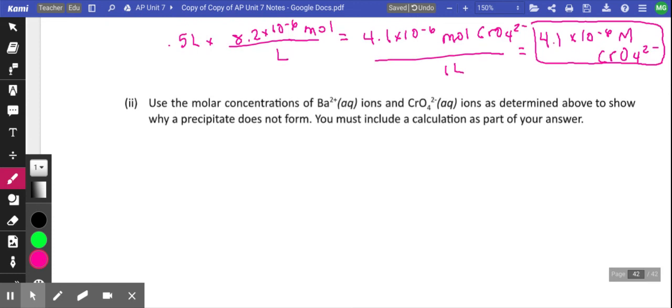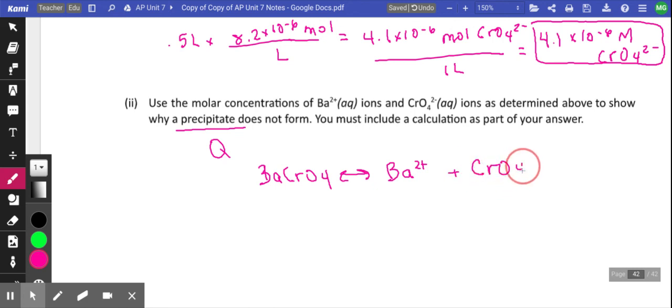Now I need to figure out if a precipitate forms. And if I'm figuring out if this precipitate is forming, I'm looking at my Q. And I'm comparing my Q to my KSP value. And this will tell me if this will happen. So if we're looking at KSP for this BaCrO4, remember we always start with the solid when we're looking at KSP in equilibrium with its aqueous ions. So with the Ba2 plus and the CrO4 2 minus that we were just looking at.